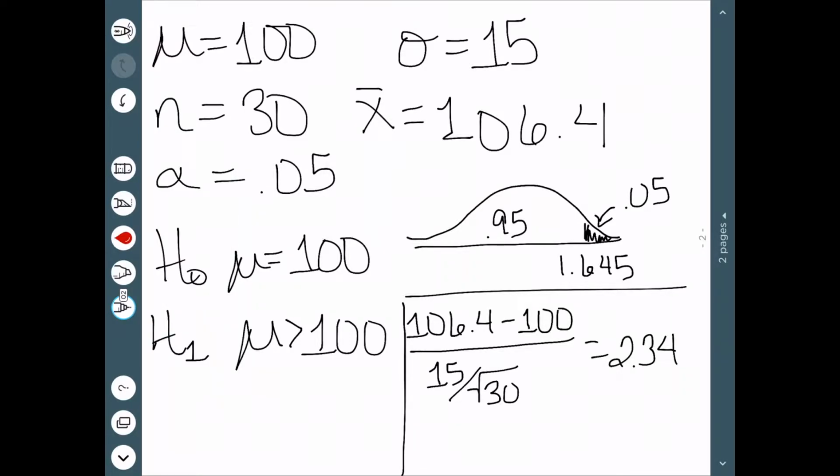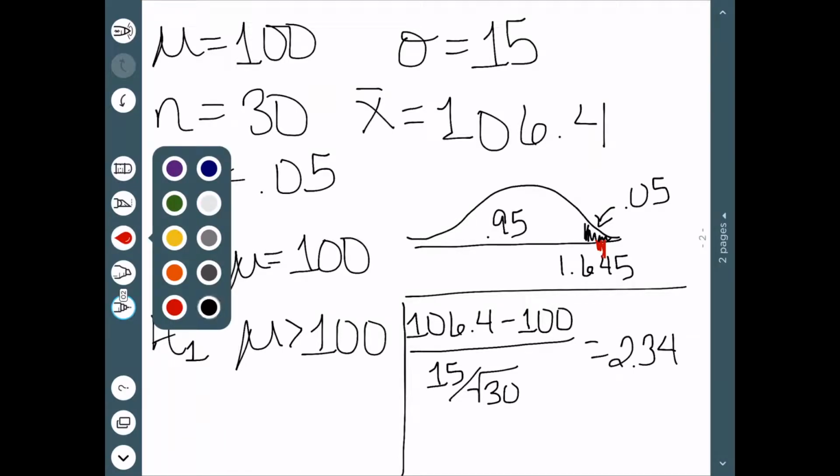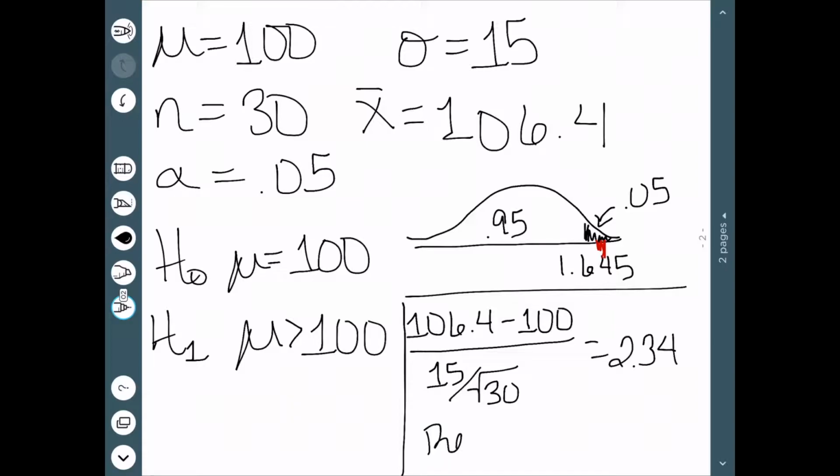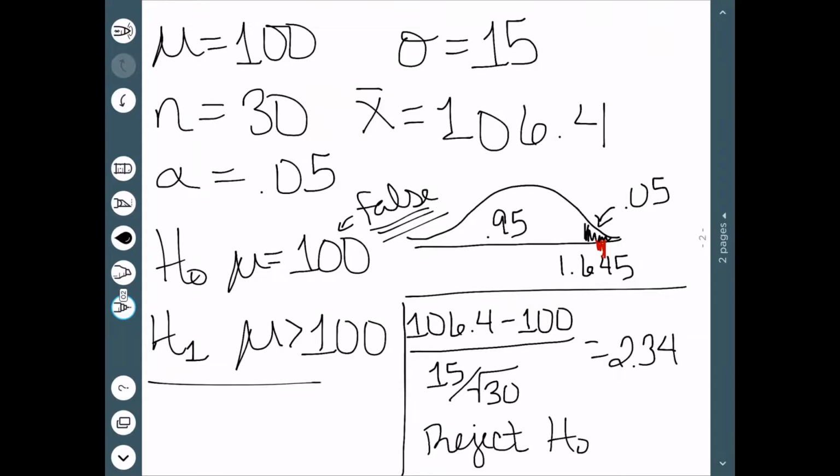We're now going to look back at this picture that I drew and notice 2.34 is actually in the shaded region, which means it's in the rejection region. So that means we reject H0. We say H0 is false. Their IQ is not 100, so we have to resort to saying the alternative hypothesis is true. This particular school district does have a higher than average IQ.